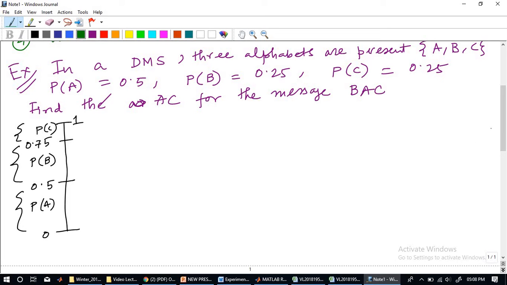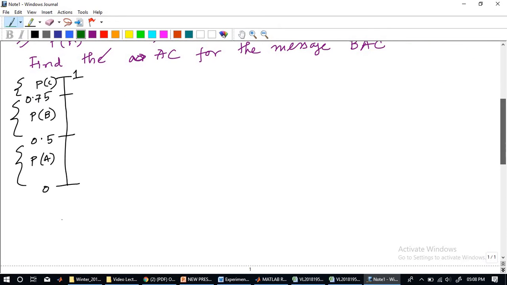So the first message will keep this place as it is. So B comes in. BAC is the message to be encoded. So the first letter that comes in is B. What is the process involved is, expand the portion which is given for probability of B. Why? How? This is the process.